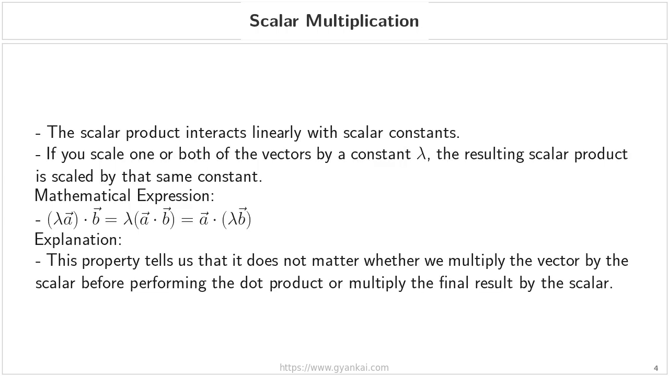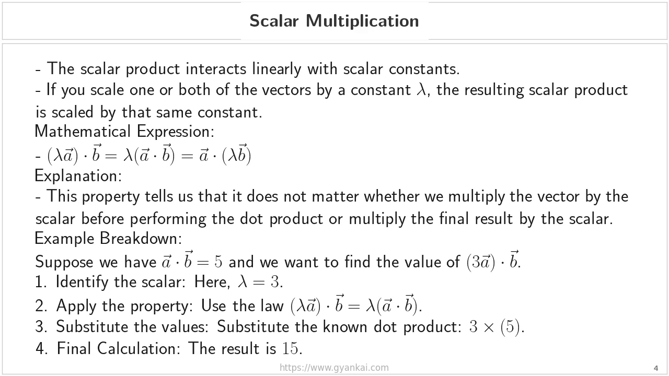What this property is essentially telling us is that the order of operations regarding the constant doesn't matter. It doesn't matter whether you multiply the vector by the scalar before you perform the dot product, or if you simply multiply the final scalar result by that constant at the end. The outcome remains identical. To make this concrete, let's walk through an example breakdown.